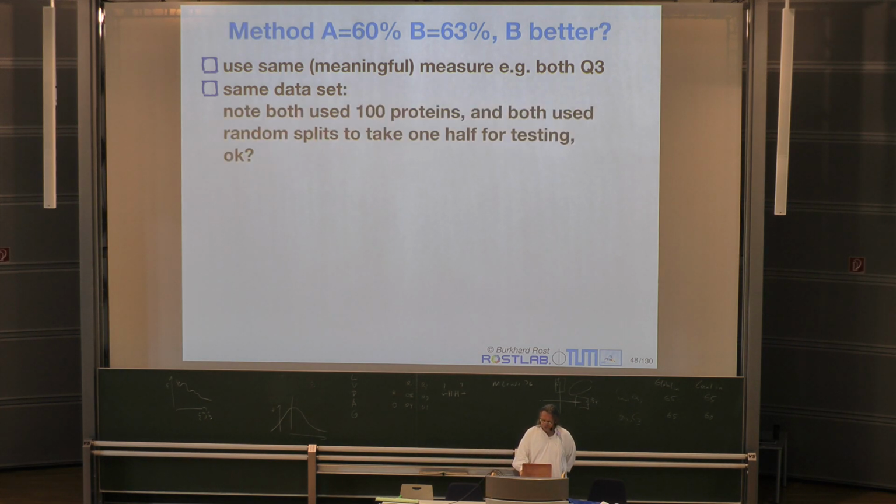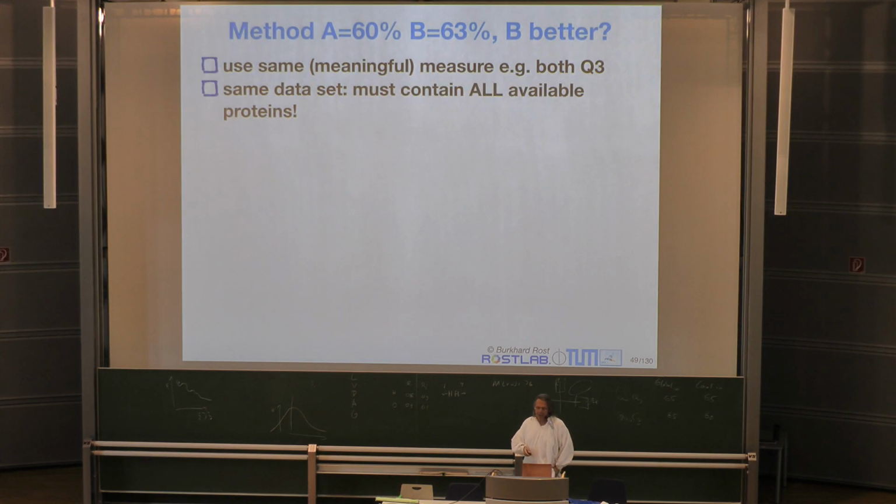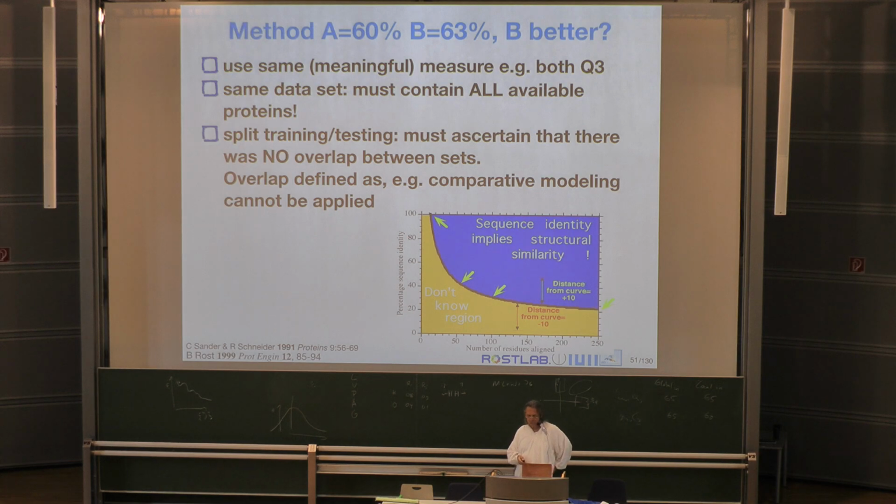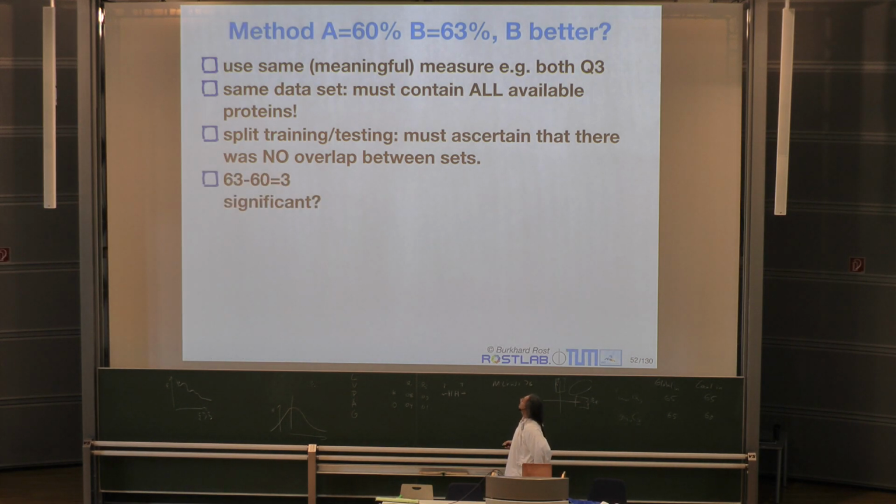And again, it's not just the same number of proteins or the same size of data set, but you really have to have exactly the same data set. And ideally it should also contain all proteins. There should be a cross-validation split.